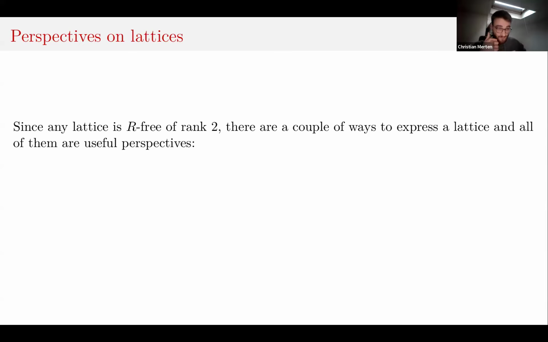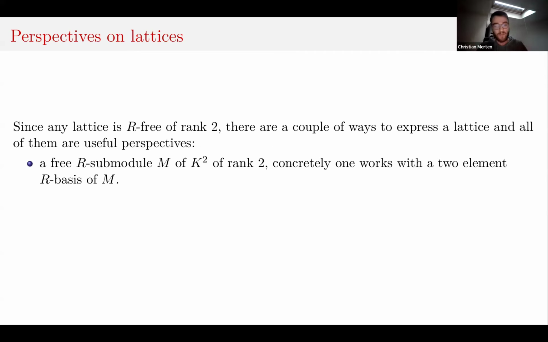So the first observation is any lattice is free of rank 2. It's a submodule of some vector space over some field, so it's torsion free, and it's over a principal ideal domain and it's finitely generated. So it's free, so it has a basis. And so the most natural perspective, maybe mathematically, is we work with a 2-element R basis of M. So it's an R basis of this module M.